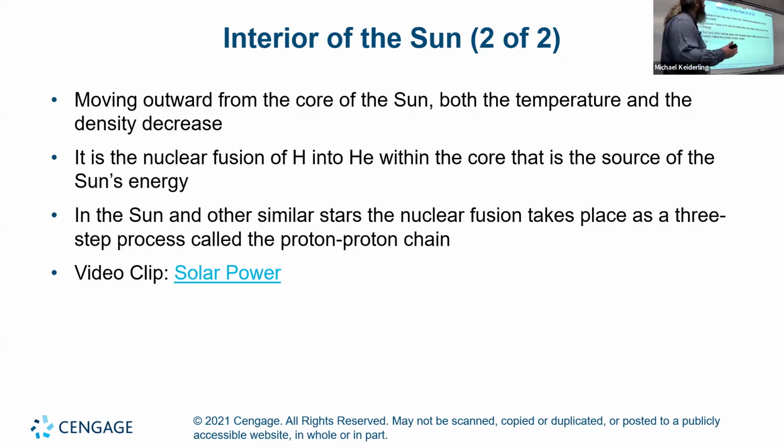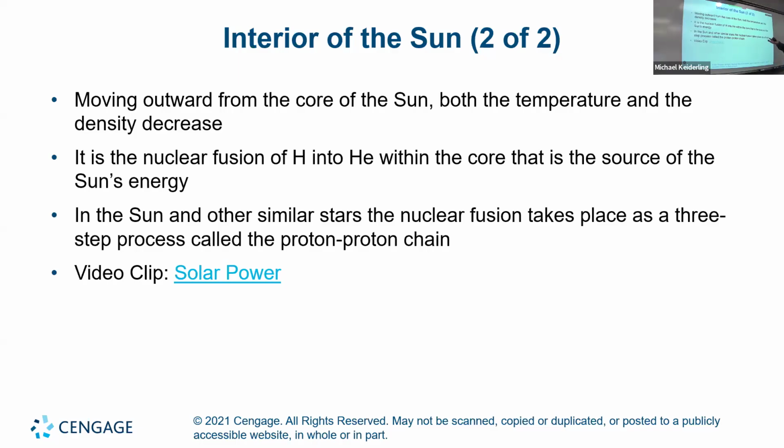It's the nuclear fusion of hydrogen into helium that's the source of all the sun's energy, and also the thing that keeps the sun from collapsing even more. So the sun is sort of a balance between the heat from nuclear fusion pushing outwards and gravity pulling inwards.